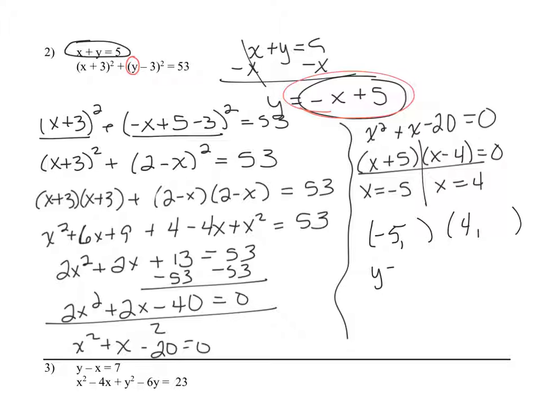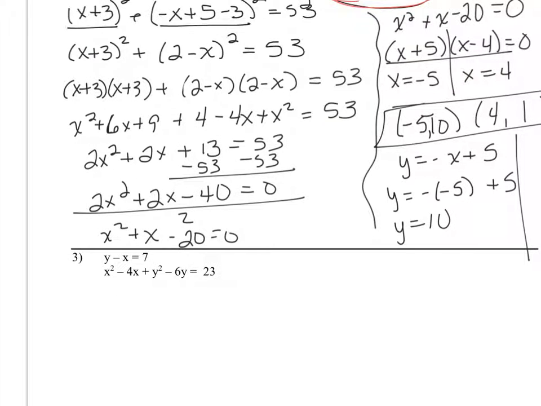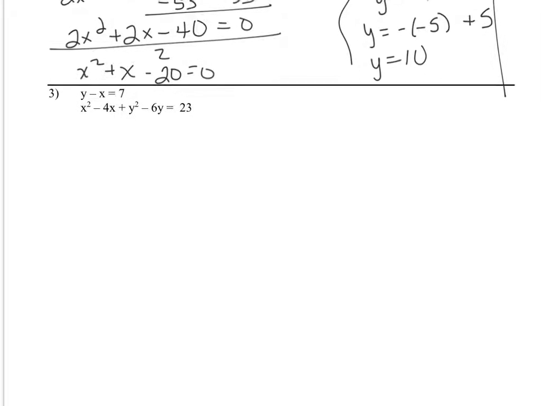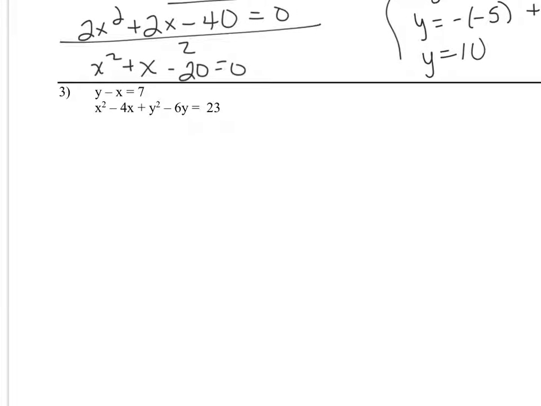So I got y equals negative x plus 5. So y equals negative 5. So that would be 10. And then I plug in a 4, and I should get 1. I ran out of room here, but you just plug in 4 into that mess. Negative 4 plus 5 is 1. If I'm wrong, I'm sure you'll tell me. Okay, and then this last one, we'll just start it, and I'll put the answer up.